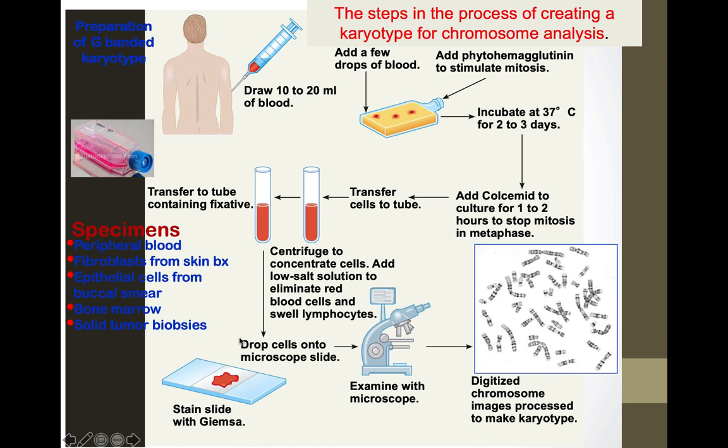So you take the blood, you add PHA, you stimulate growth, and then let it run for a few days so the cells grow. You add colchicine, transfer to cell tubes, and then you can centrifuge and then fix, and then maybe lyse the cells, and once the chromosomes are fixed, you can use a microscope and visualize the images. Then you can use software to digitize and then analyze it further.